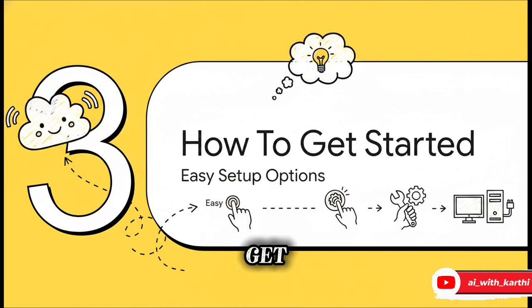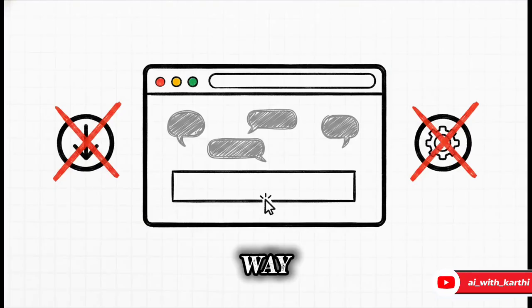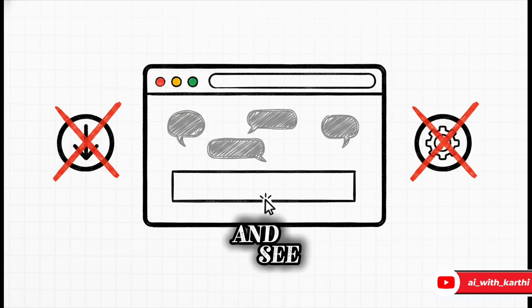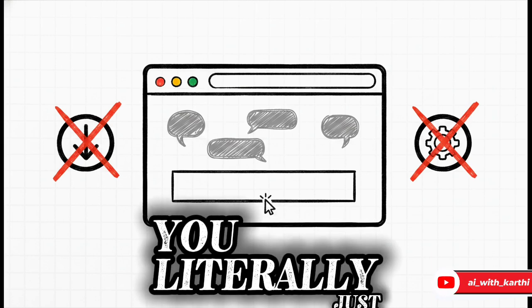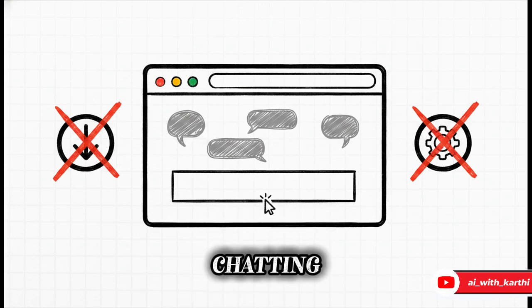Let's walk through how you can get started, and we'll cover everything from the super simple way to the slightly more hands-on setup. So level 1, the easy way. If you just want to kick the tires and see what it's all about, the simplest thing to do is use Google AI Studio. You literally just go to the website, sign in, and you can start chatting with Gemma 4 right there in your browser. No downloads, no installs. It's a great way to just get a feel for what it can do.